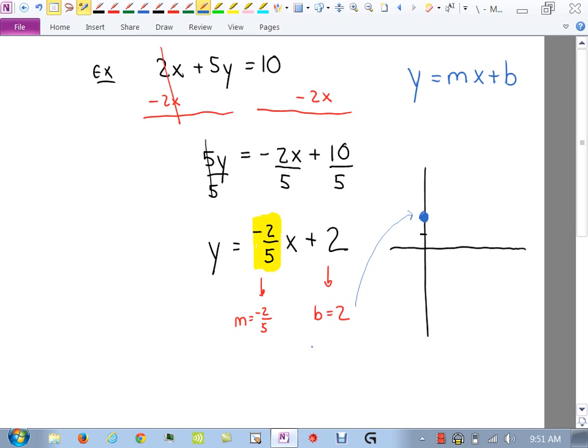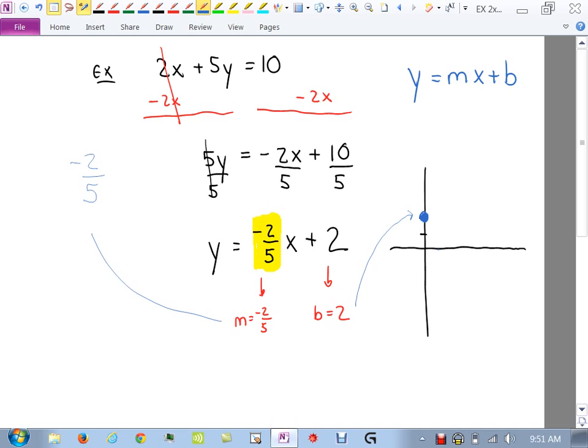Now, to get to another point, I use my rise over run. And what does negative 2 over 5 mean? Remember, it's rise over run. So if your rise is negative 2, I actually go which way? Remember, the top is rise. So negative 2 on top means go down 2. And then the bottom is going to be your run, which is left or right. So with 5, positive meant run, go to the right. So from that dot I drew, I need to go down 2 to the right 5.